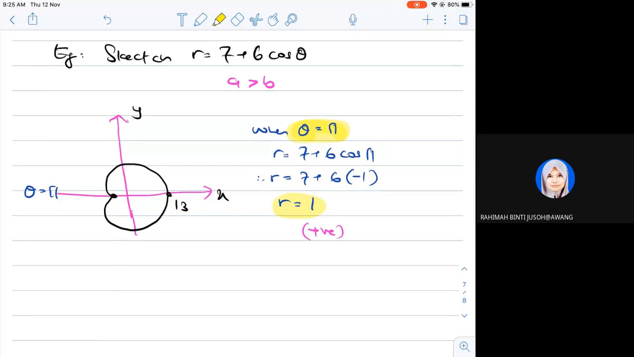So, bila positive, no need for you to reflect. No need to reflect. Okay, no need to reflect. So, it belongs to theta equals to pi. So that's why dia dekat sini juga. Dia tak perlu masuk ke dalam. Dia tak perlu pergi ke positive x. Dia berada di negative x, coordinate negative x.